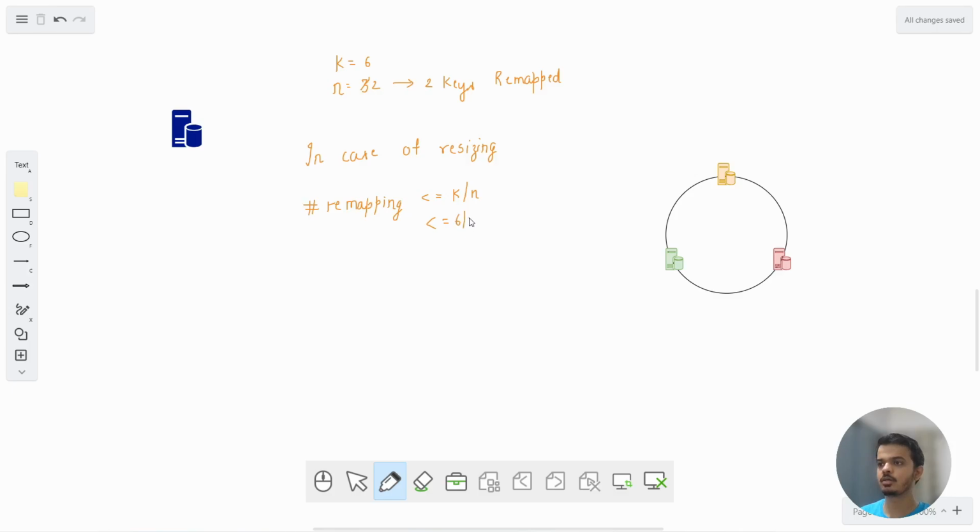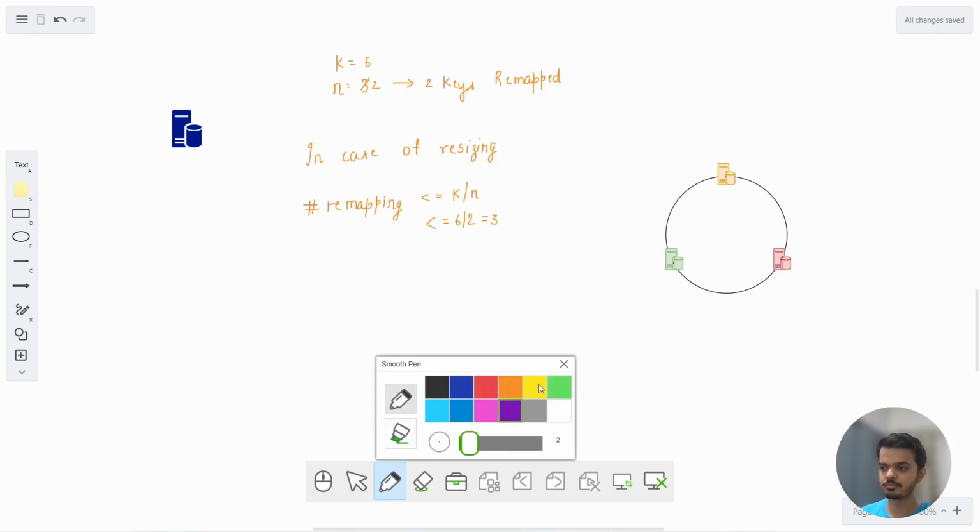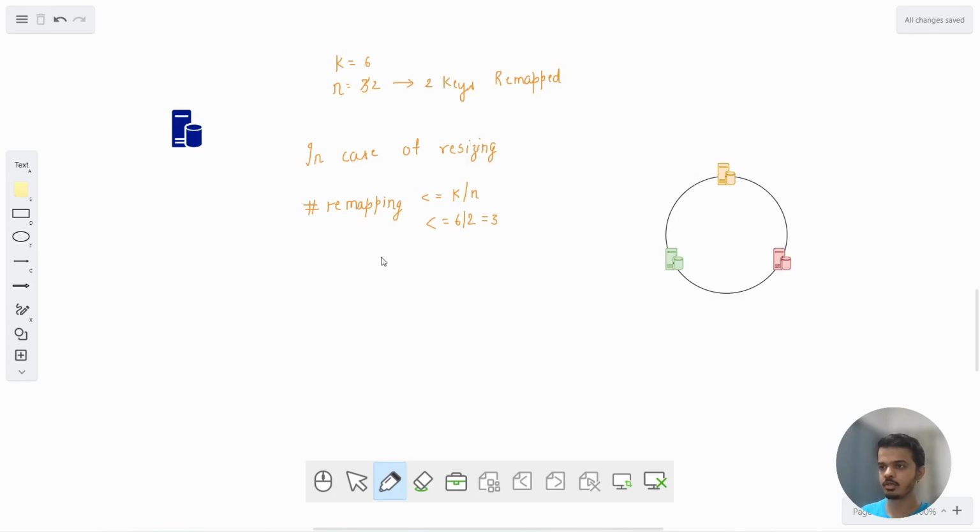So 6 by 2. After the size of the hash ring is changed, n is equal to 2, right? So 6 by 2 gives us 3, and yes, the number of remappings that happened were 2. So this stands true in our case. The number of remappings were less than k by n. This is what consistent hashing tries to do. This is basic consistent hashing.